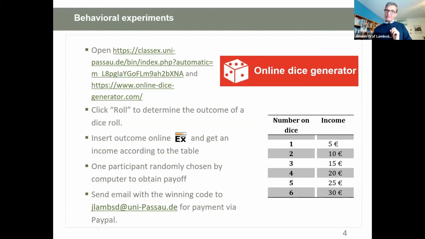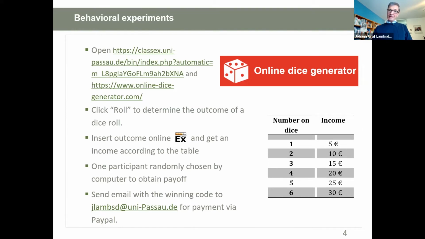What you should know is that you will get this money in reality, because one participant of you will be randomly chosen by the computer to obtain the designated payoff. This is done by the website by sending you a winning code. So one person will obtain the winning code, and once you have the winning code, please send it to me by email, and I will transfer the money via PayPal. So you really play it for real. We have done this many, many times. So don't worry, I'll be happy to receive the email by the winner.